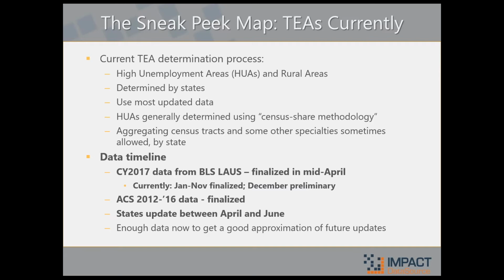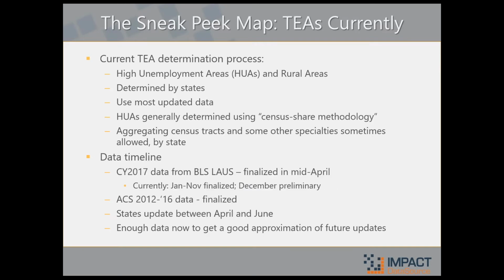The other set of data is the American Community Survey, the most recent of which is the 5-year survey from 2012 to 2016, which has already been finalized. So once the BLS releases its official full data set for calendar year 2017, states will begin to update the data they use to determine your TEA. Of course, that is most of the states because most of them use this approach, but not all of them. And so they'll start doing that once that's released in mid-April, and usually it happens between April and June.